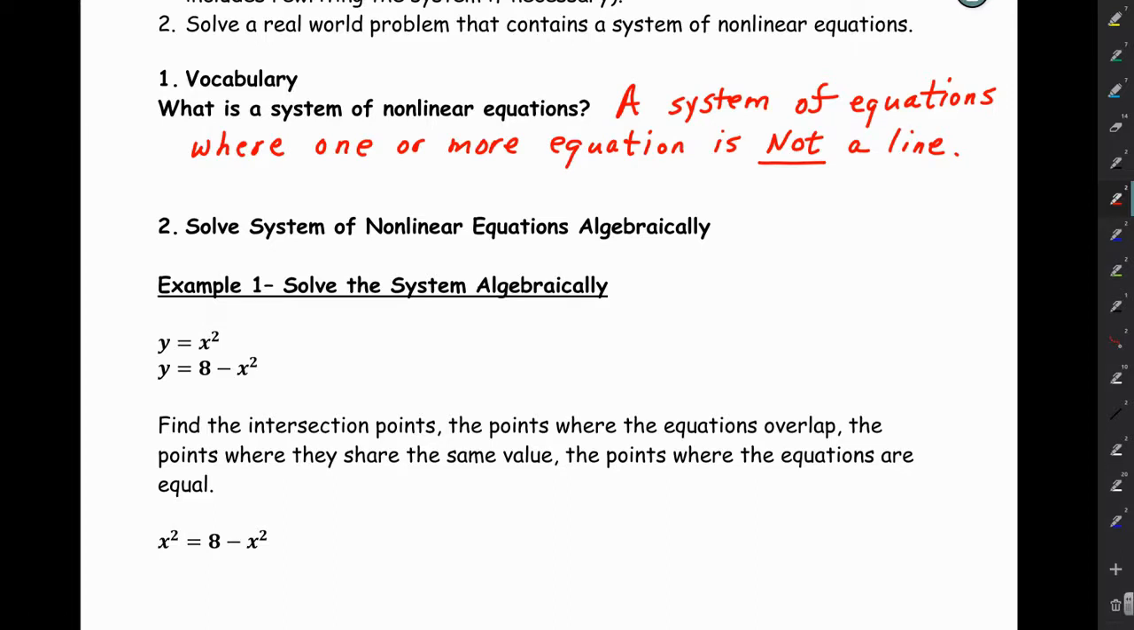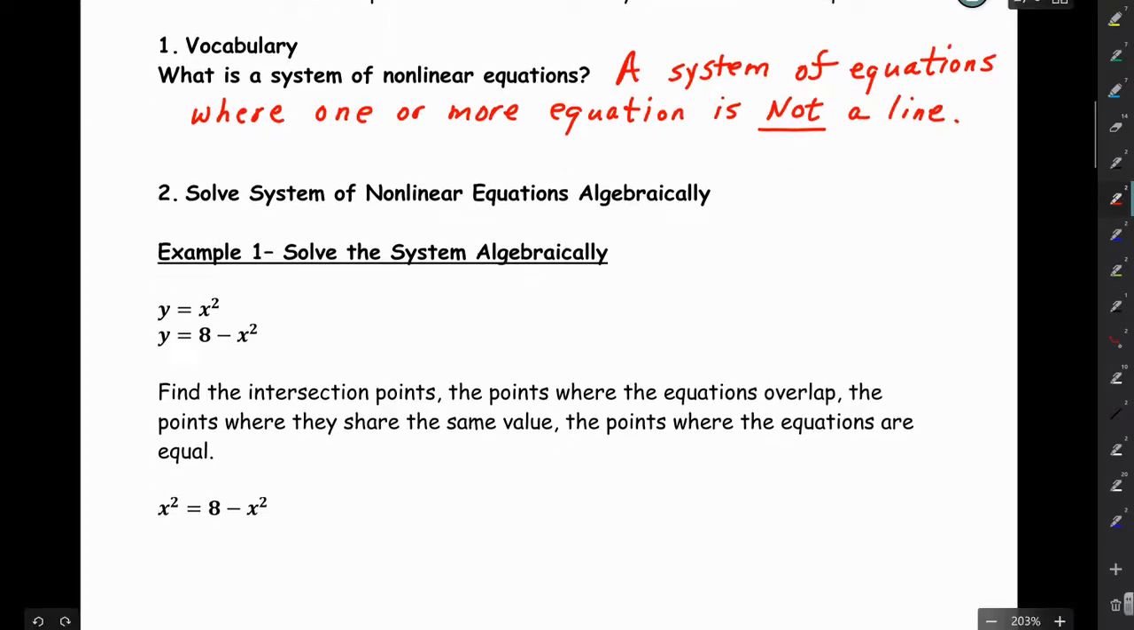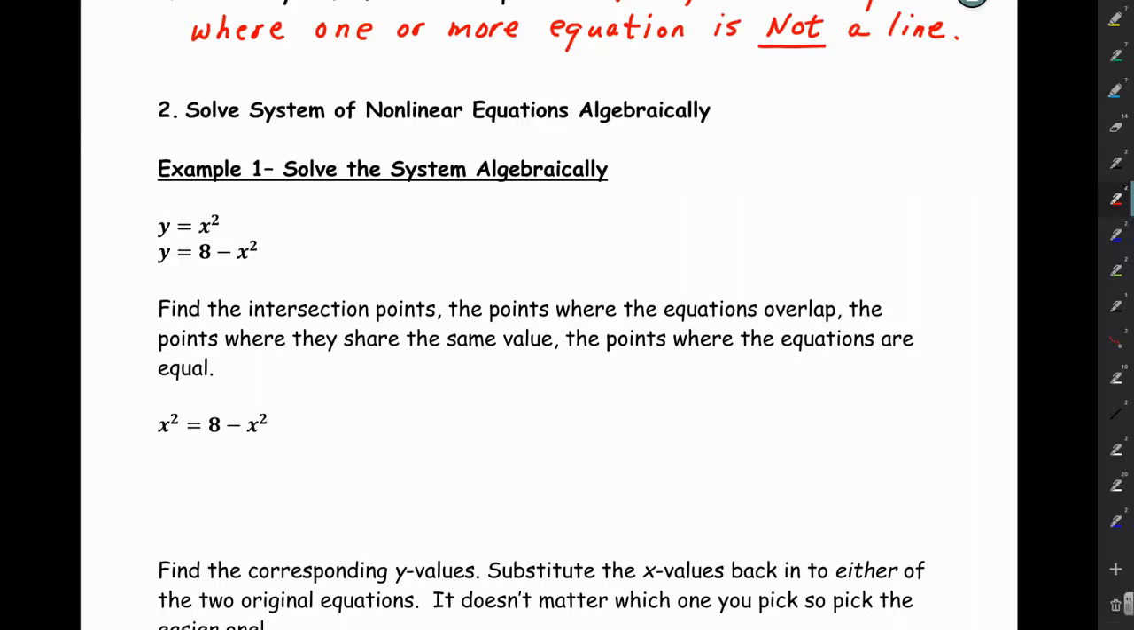So example 1, it says solve the system algebraically. So what we're going to do is find the intersection points, or the points where the equations overlap, just like we did graphically in the warm-up. These are the points where they share the same value and the points where the equations are equal. So if we're going to solve this algebraically, both of these equations are equal to y, which means we can then set them equal to each other and go ahead and solve.